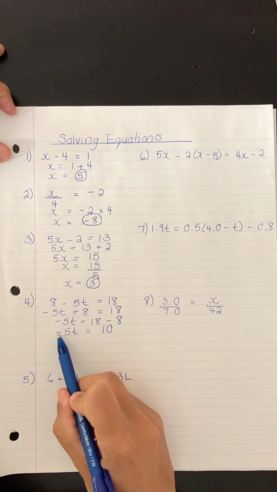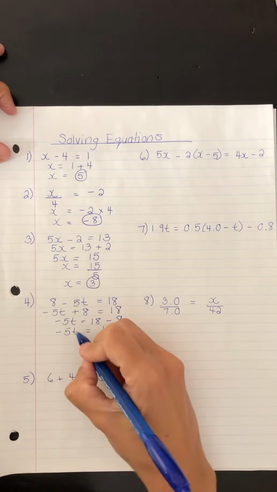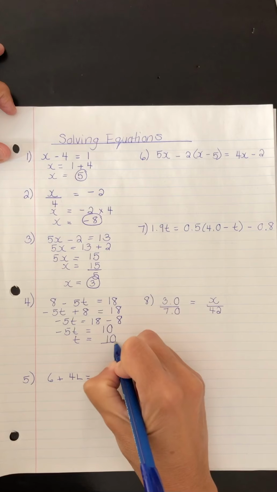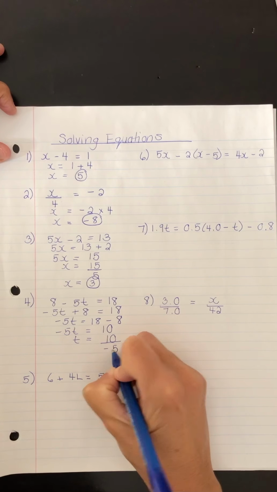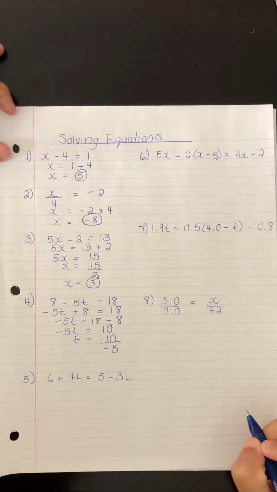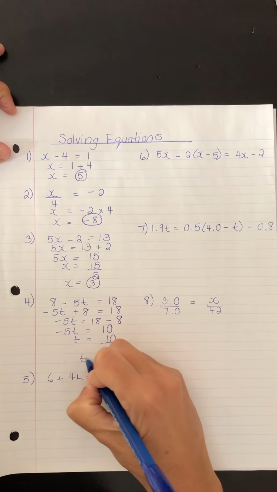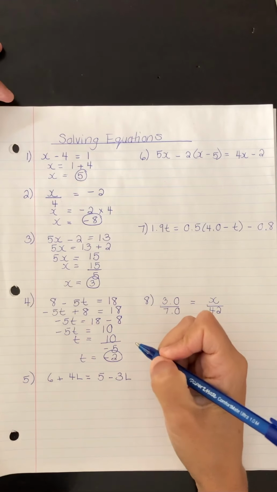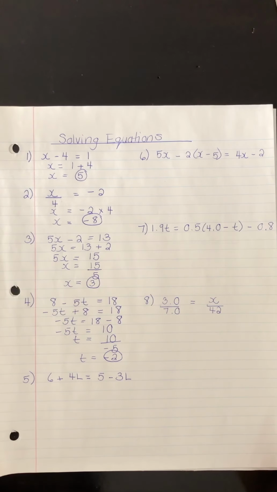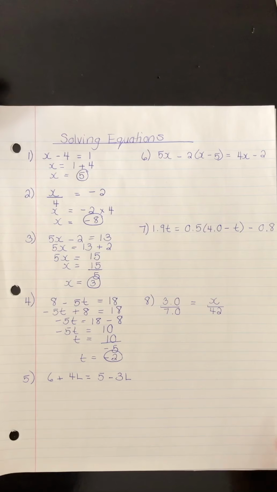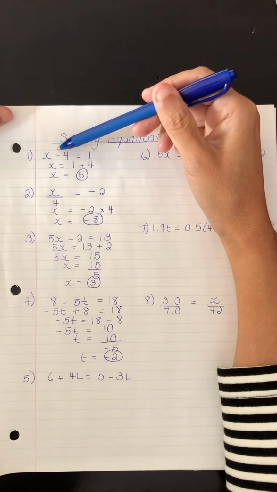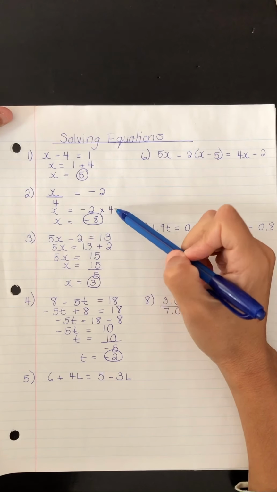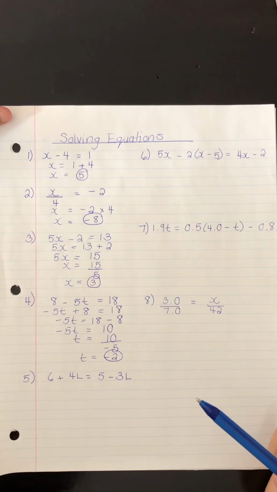Again, the implied operation here is multiplication. And so what we are doing is the opposite, which is division by negative 5. And so t here is negative 2. Okay, so it's important not to talk about signs changing, but rather operations changing from subtraction to addition, from division to multiplication, and so on.